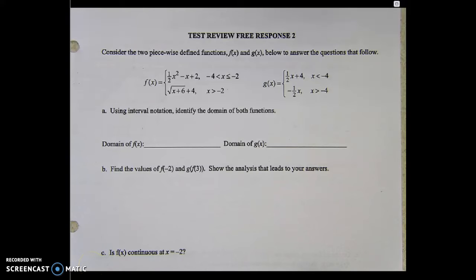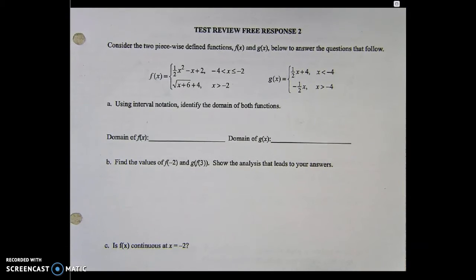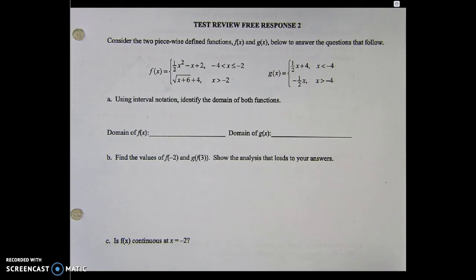Alright guys, here is part 2 of the free response test review. So here we're looking at two piecewise defined functions. Task A asks us to identify the domain of both functions using interval notation.